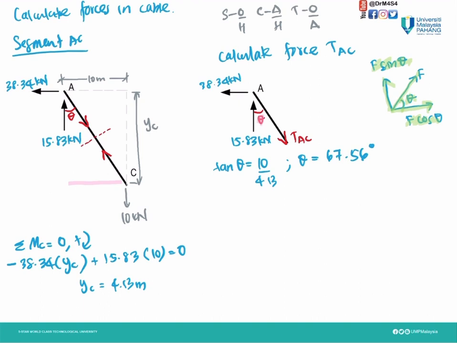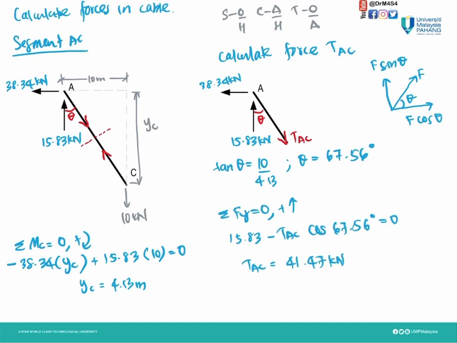The adjacent on that one is YC. So 4.13. Then we get our theta is 67.56 degree. Then take summation of force in Y direction equal to 0, positive upward for this system. Then we know here is 15.83 going up, so minus, because this is in that direction, that means going down, so we have to resolve that into Y direction.